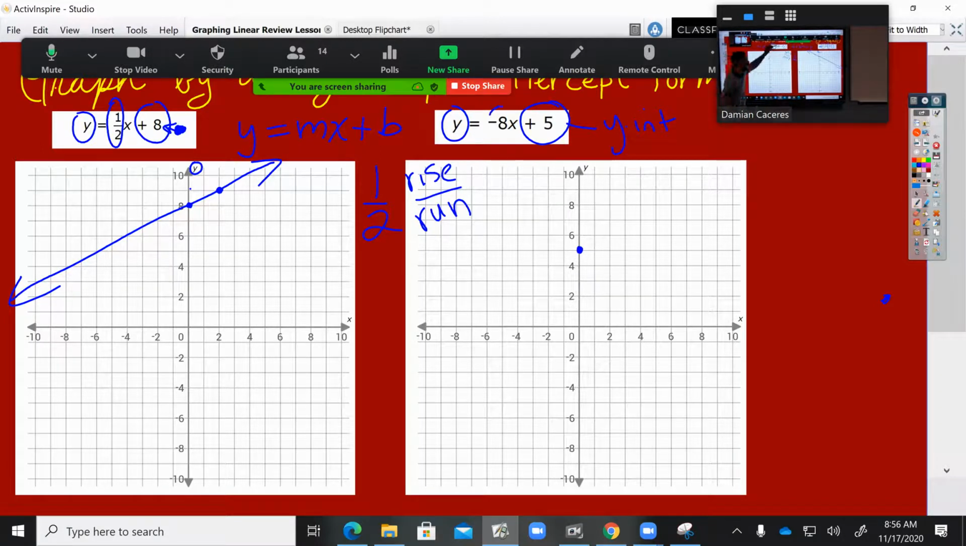And now, the slope is negative 8. Any number can be put over 1. So now we know negative 8 is not up 8. Negative 8 has to be down 8 units. So here's 4 and 4 more. Down 8 would be down here. And then positive 1 would be right 1. Now once you have 2 dots, you can draw a graph.